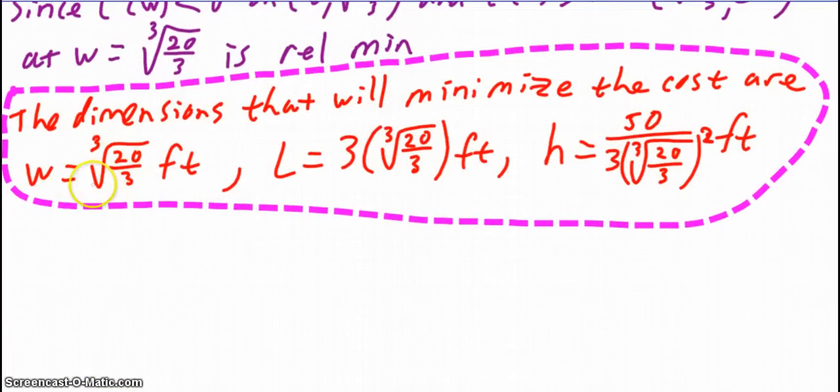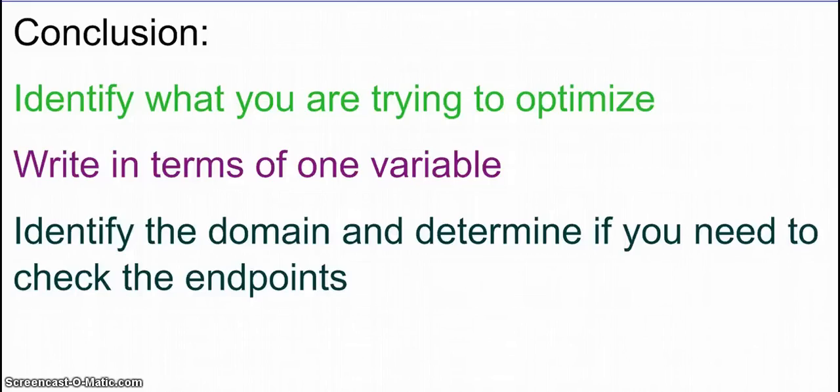So the dimensions are w equals the cube root of 20 over 3 feet, L is 3 times the cube root of 20 over 3 feet, and h is 50 over 3 times the cube root of 20 over 3 feet squared. Alright, so when optimizing, identify what you're trying to optimize. Write that equation, try to write it in terms of one variable. Take the derivative, find your critical values, identify the domain, and determine if you need to check the endpoints.